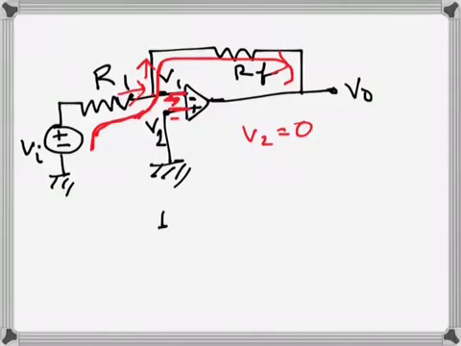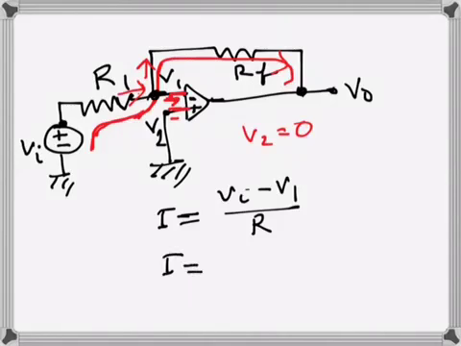I can say I is equal to, from just Ohm's law, this is Vi here and this is V1 here, so Vi minus V1 over R. Similarly again, using Ohm's law, this is V1 here and this is V0 here, and current is going in this direction, so we can say also I is V1 minus V0 over R.